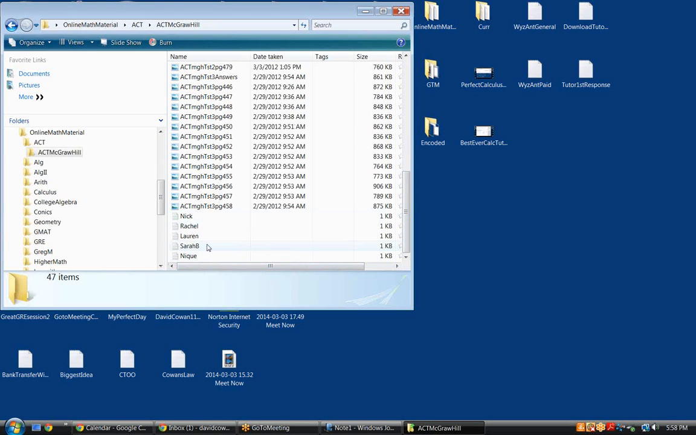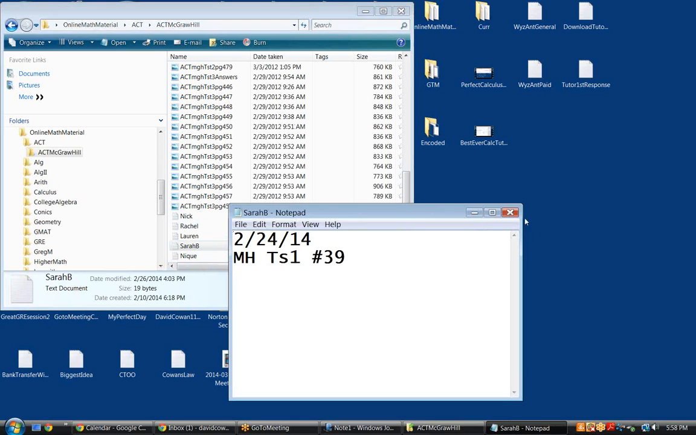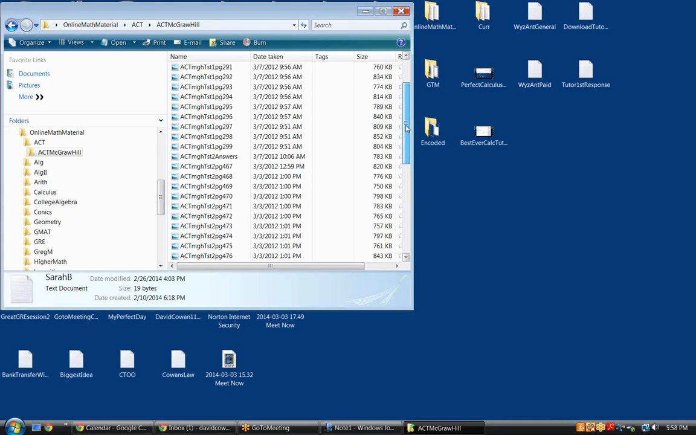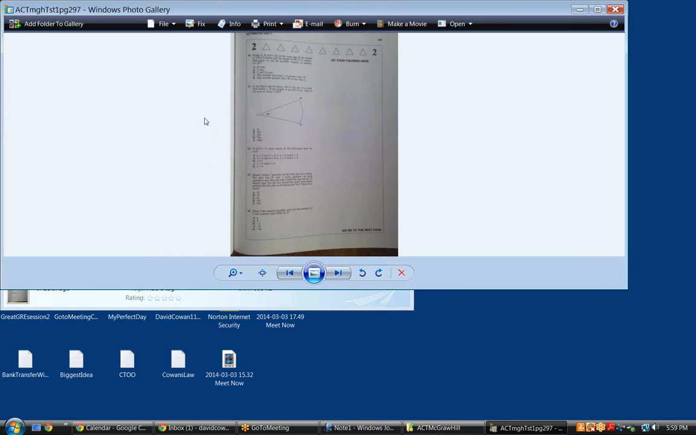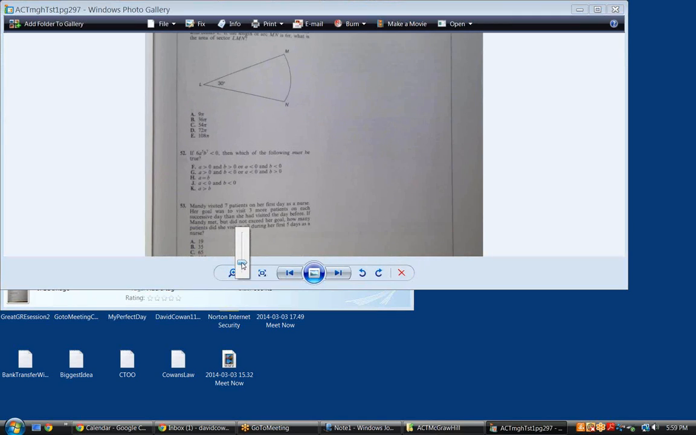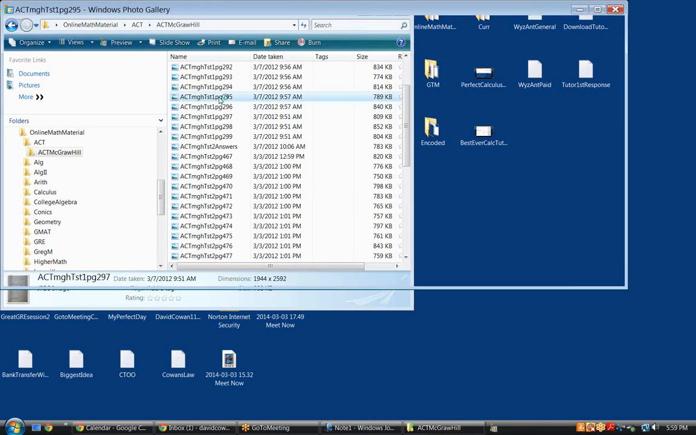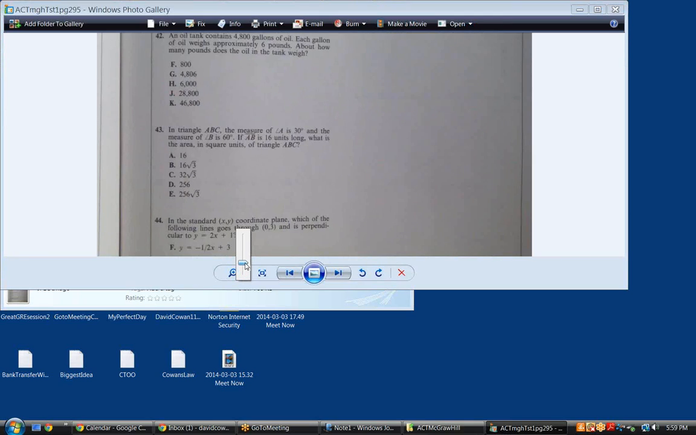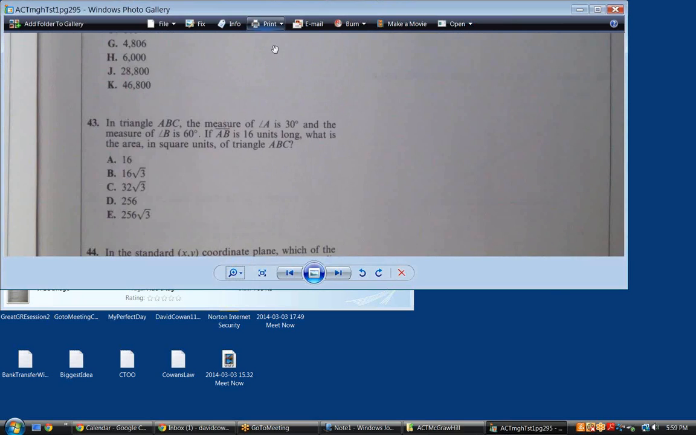Okay. Let's see where we left off here. 39. Yeah, we're definitely going to get into trig. Because I don't think we've done much trig yet, have we? Have we run into very many trig questions? I don't think so. No, I don't think so either. Which means we're going to run into them because there's 4 of them on there.